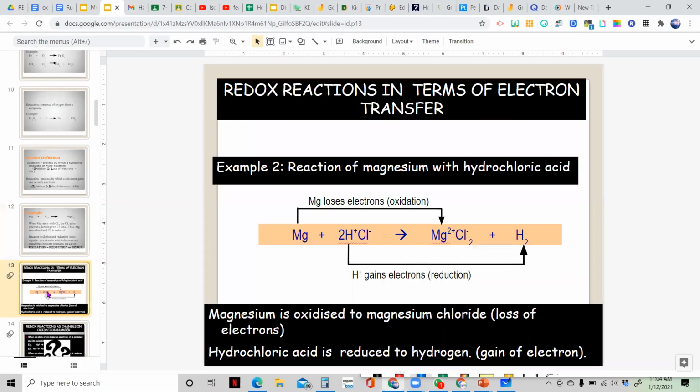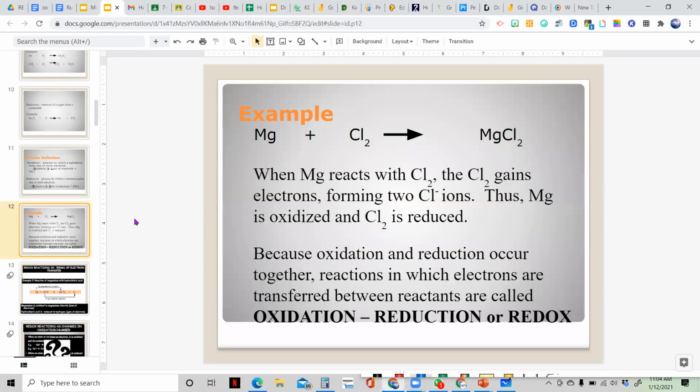Now let's look at this example. Is the reaction before you one you would consider a redox reaction? This would be a redox reaction because once magnesium is losing, chlorine is accepting or gaining. So once you have loss and gain of electrons during the reaction, then it is a redox reaction.